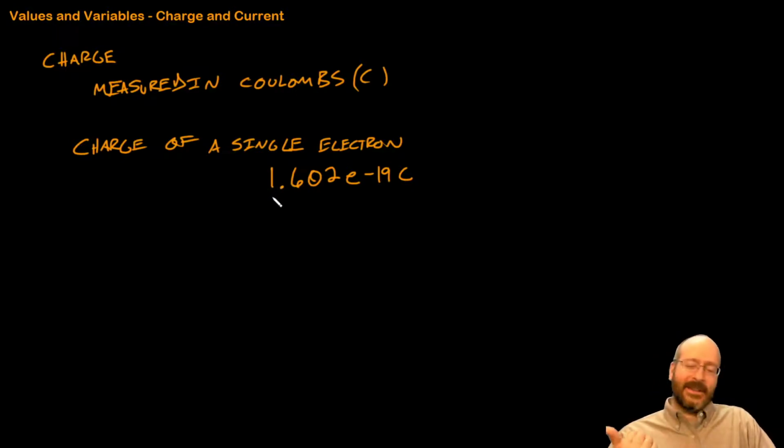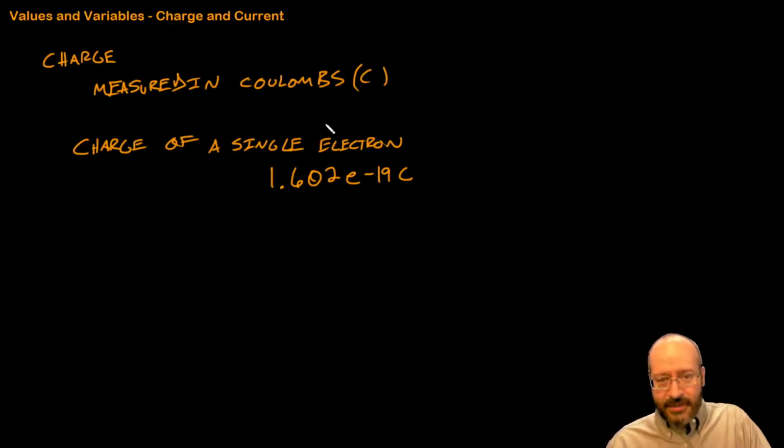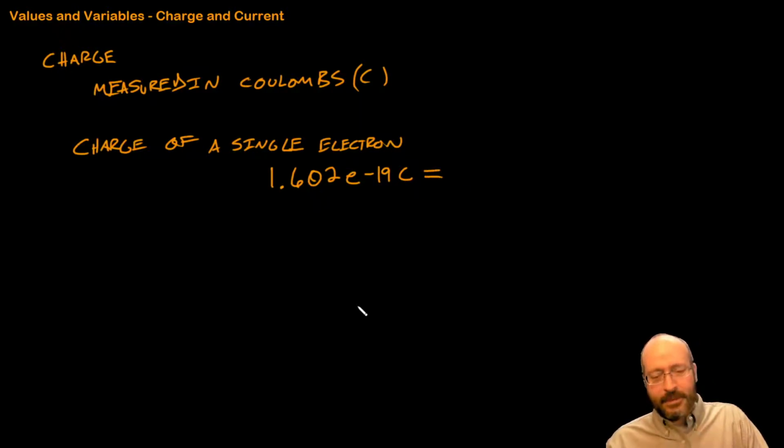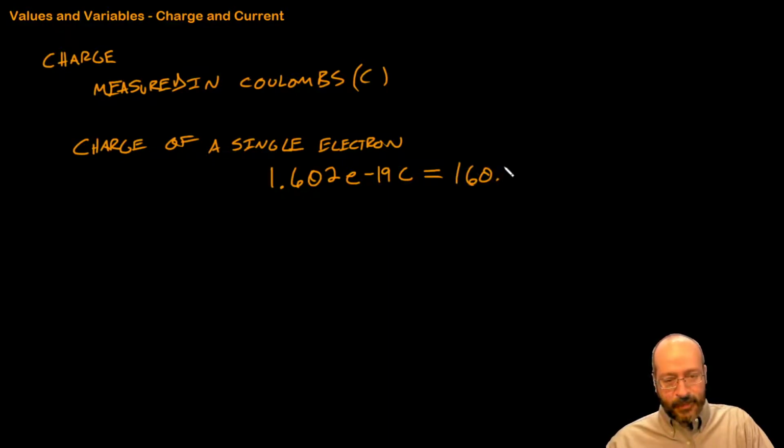Well, it looks like I have one digit to the left of the decimal point. That's okay. But 19 is not a multiple of 3. It's also really tiny. Okay, so this is one electron. If I want to get 1 coulomb, I'm going to need a lot of electrons. Okay, so how would we do that? Well, first let's put this in engineering notation. So if I slide the decimal point over 2 to the right, then I can rewrite this as 160.2 E negative 21 coulombs.